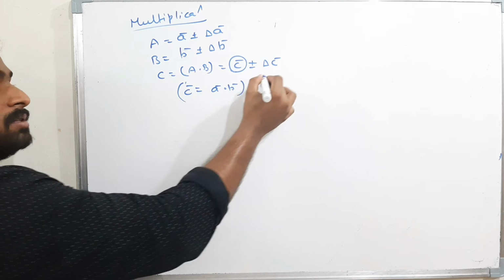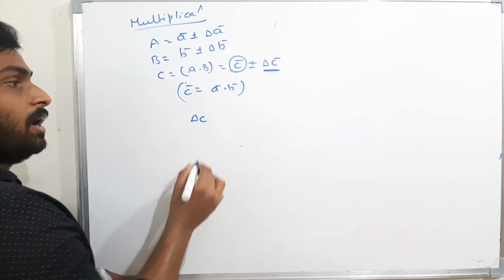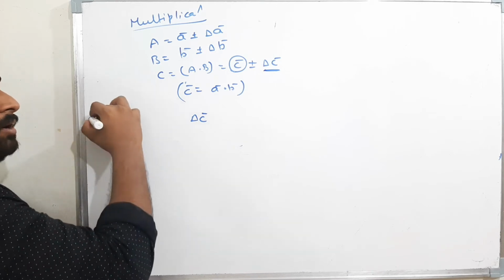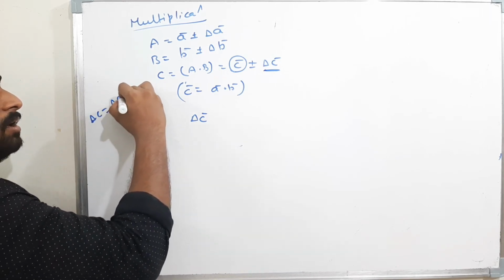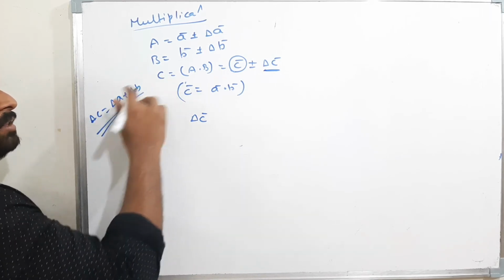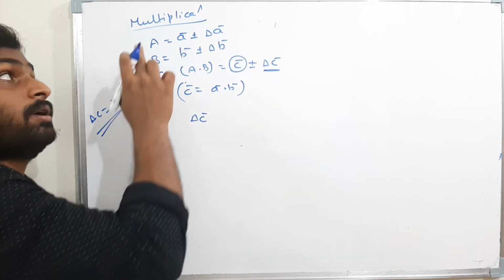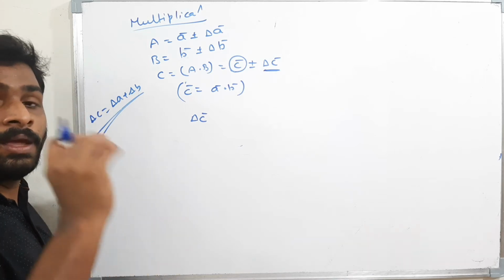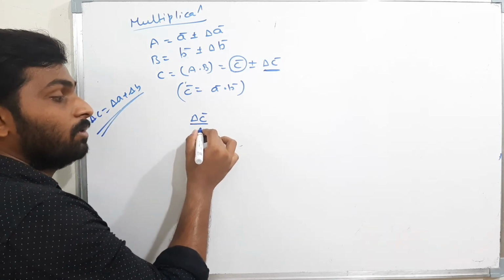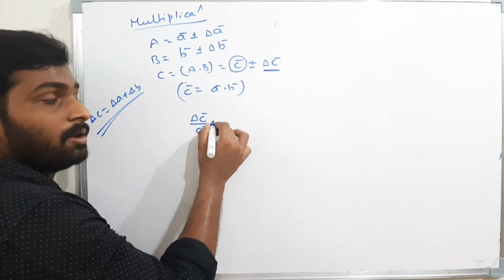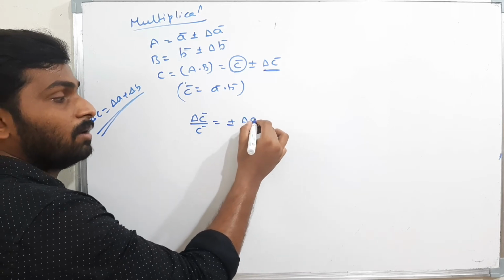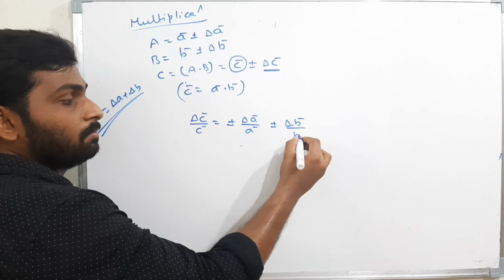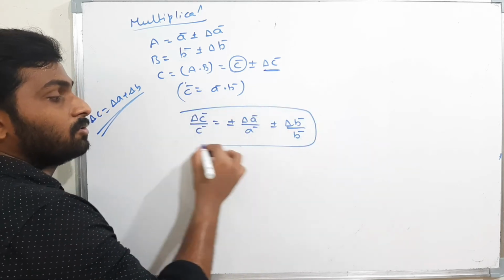Now how to find delta C bar? In addition and subtraction, delta C bar is nothing but delta A plus delta B. I am simply adding the errors. But when it comes to multiplication, I can't find delta C bar directly. I have to use this formula: delta C bar by C bar is equal to plus or minus delta A bar by A bar plus or minus delta B bar by B bar.